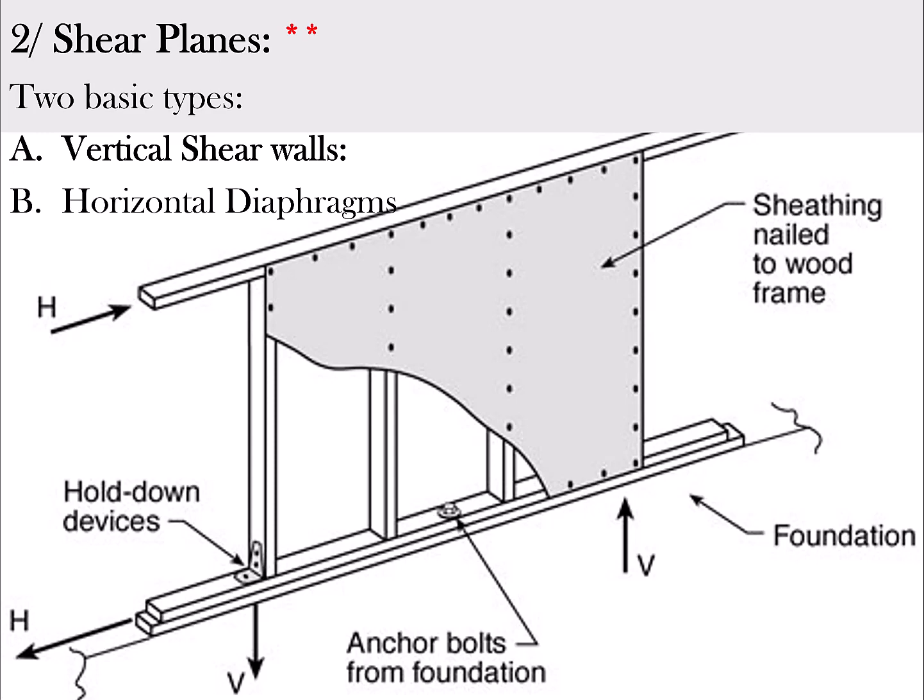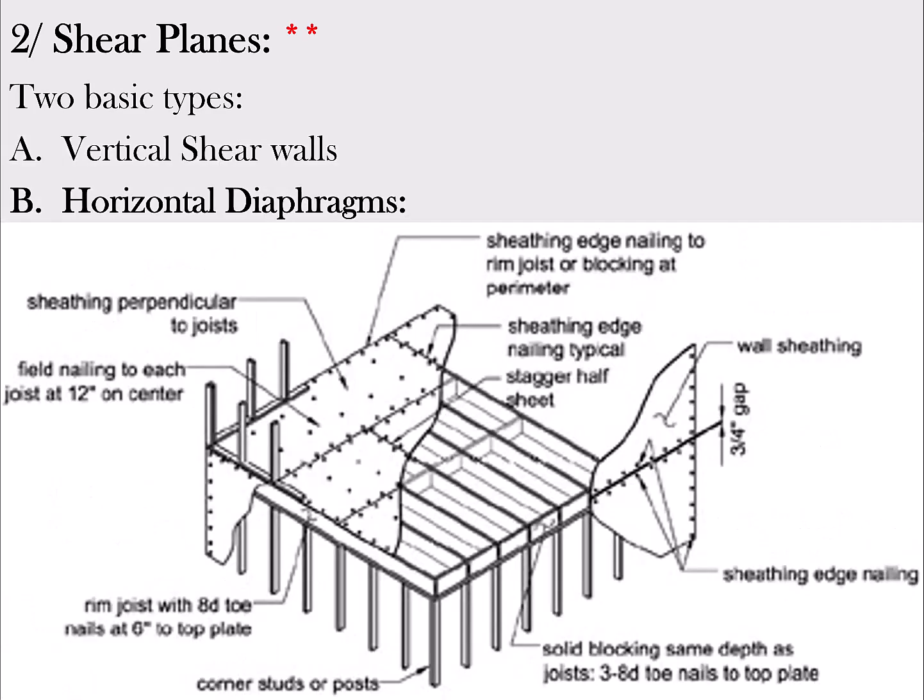So if it's a vertical wall like this, it's called a shear wall. If it's horizontal like this next picture, then it's called a diaphragm, a horizontal diaphragm. And that's part of engineering speak, talking about structural engineering and understanding this.